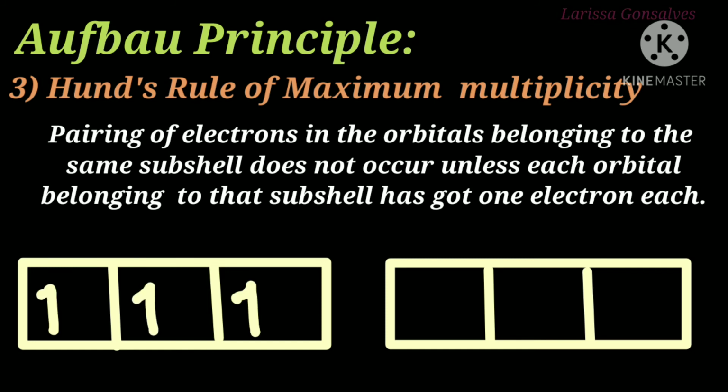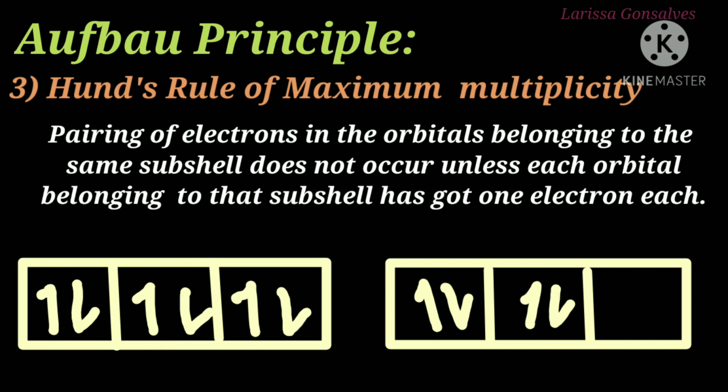So one electron will come in the first block, then in the second, then in the third, and after that you are going to put the downward spin. So 1, 2 and 3. So now your p orbital is completed with 6 electrons. So this is the correct way in filling of the orbitals. However, if you do it like this 1, 2, 3, 4, 5, 6, then this is going to be wrong.